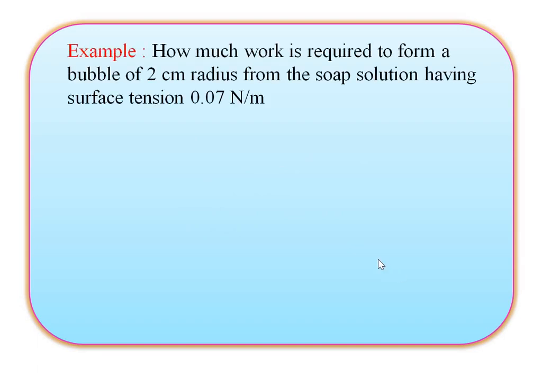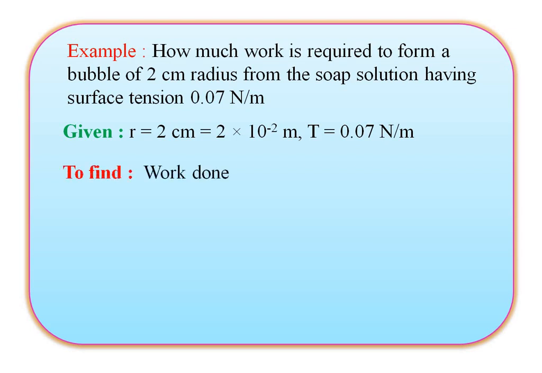So from this we solve one example. How much work is required to form a bubble of 2 cm radius from the soap solution having surface tension 0.07 Newton per meter? So from this we first write the given data: R is equal to 2 cm, that means 2 into 10 raised to minus 2 meter, and surface tension having the value 0.07 Newton per meter.